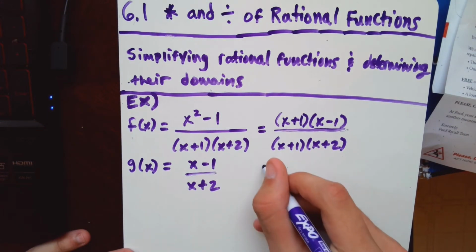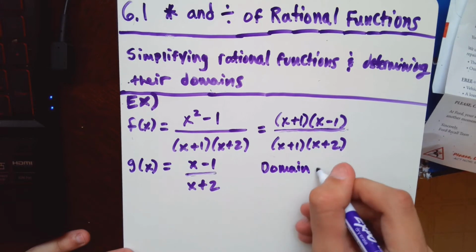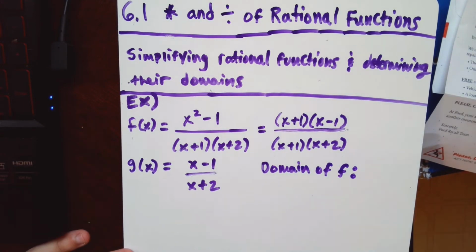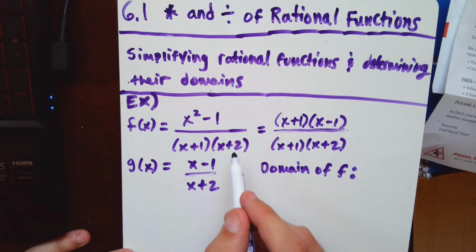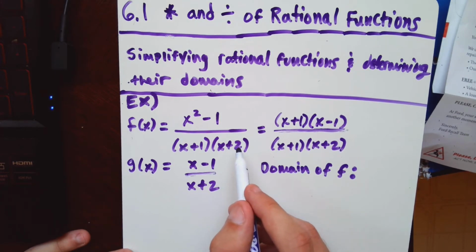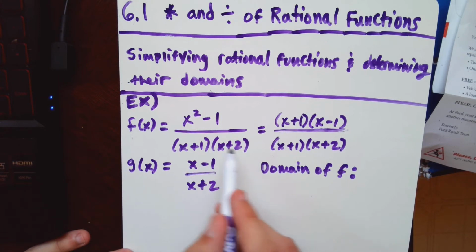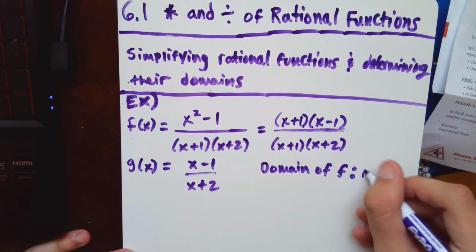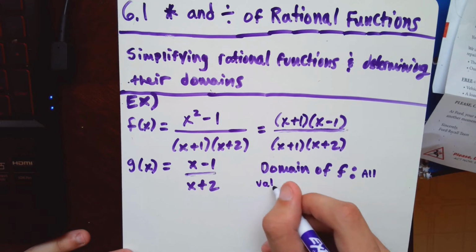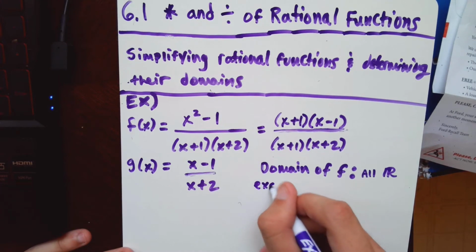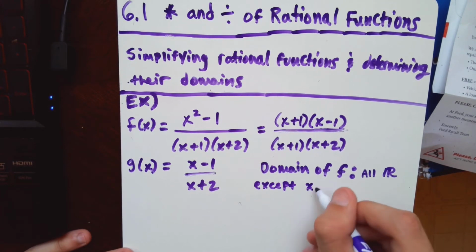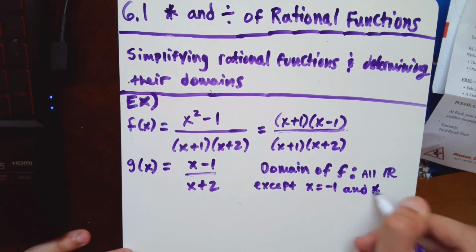Well, let's consider the domain of f to begin. The domain of f would be all values that we can plug into the function. And remember, the big potential red flag would be if the denominator were to equal 0. So in this instance, the domain of f is all real numbers, I'll say all real numbers with that symbol R, except x equals -1 and x equals -2.